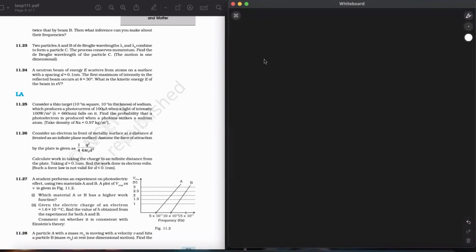Now, question number 24. A neutron beam of energy E is scattered from a metal surface with spacing d equal to 0.1 nanometer. The first maximum intensity of the reflected beam occurs at theta equal to 30 degrees. What is the kinetic energy of the beam in electron volts?